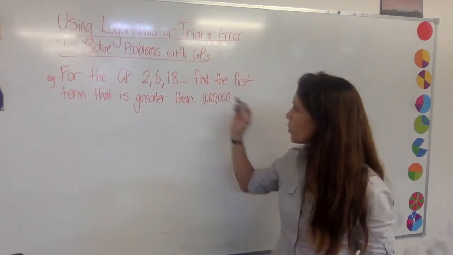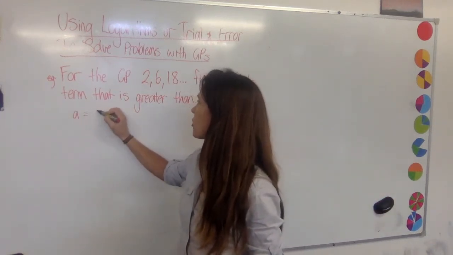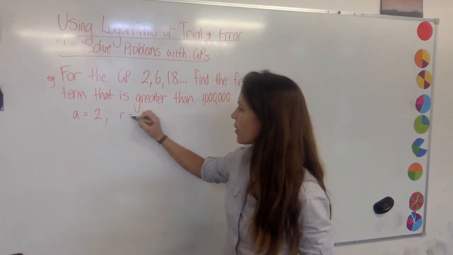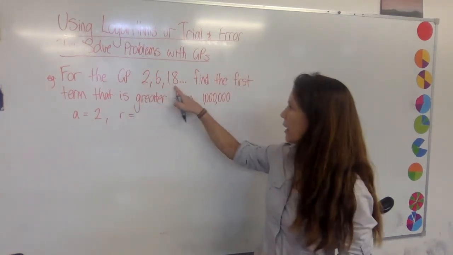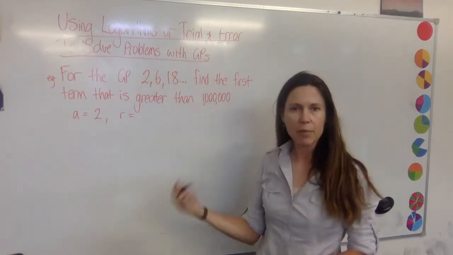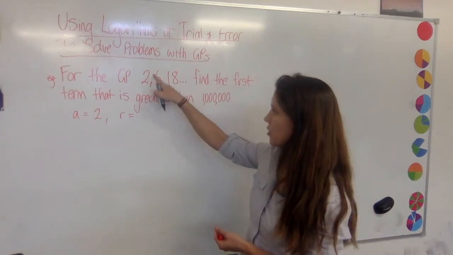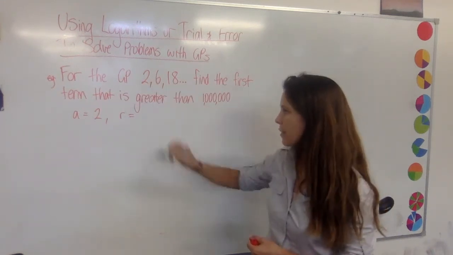Okay, so what do we know here about this GP? Well, we know that the first term is 2. Can we figure out the common ratio? Well, 6 divided by 2 is 3, and 18 divided by 6 is 3. So we're multiplying by 3 each time, and we figure it out by doing the second term divided by the first, double checking that it's the same as the third divided by the second.